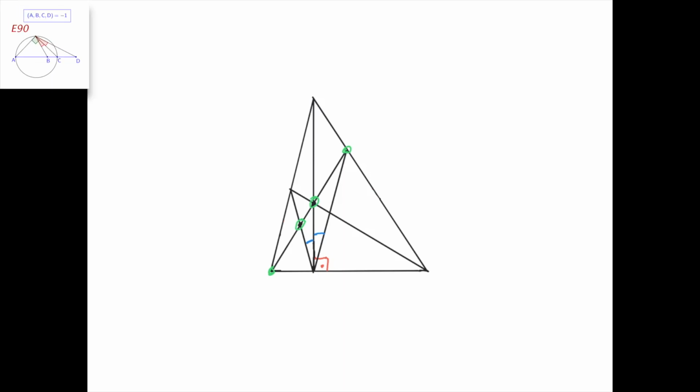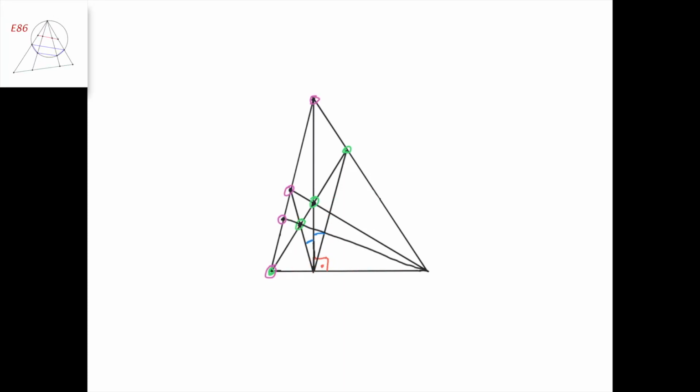For this, I just need to prove that the 4 points marked in green are in harmonic division. Because if that's the case, then I have 4 points in harmonic division, and I have a right angle here, from which it follows that this line is the angle bisector of this angle, and that this line is the external angle bisector of the same angle.